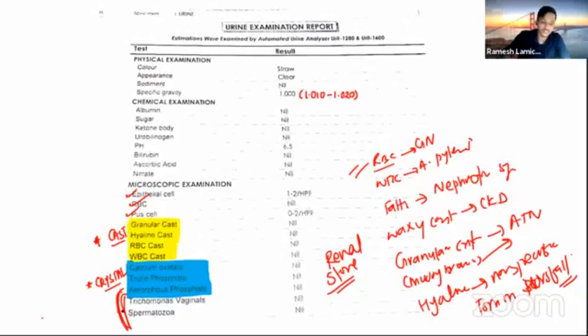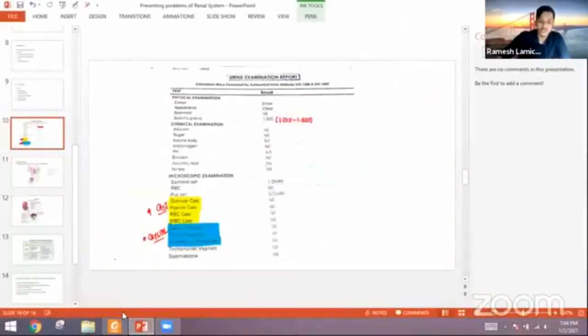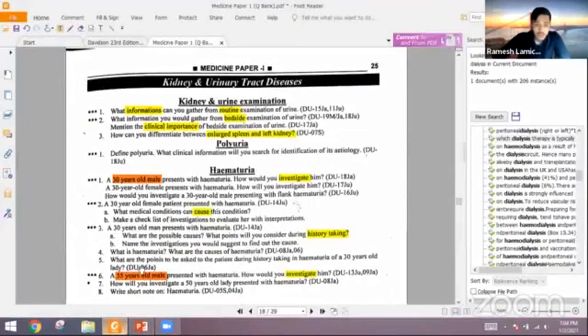This is what we see clinically when the patient comes with urinary tract symptoms. Another question is what information you can gather from the bedside examination of urine. Whenever you go to the patient, firstly you see the color and amount. Is the color of urine changing? Urine color might be normal, that is a straw color, or it might be high colored.